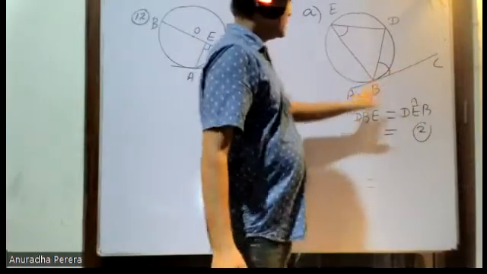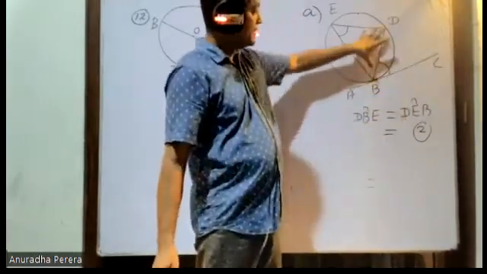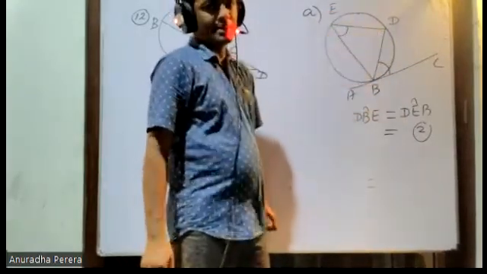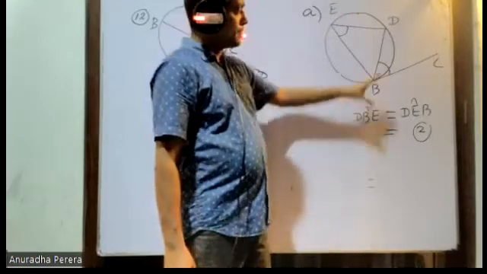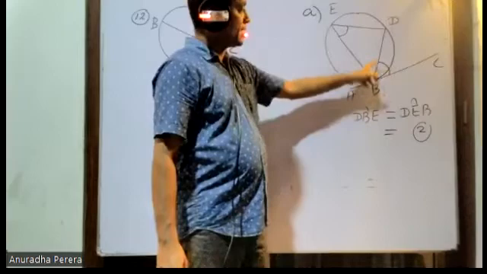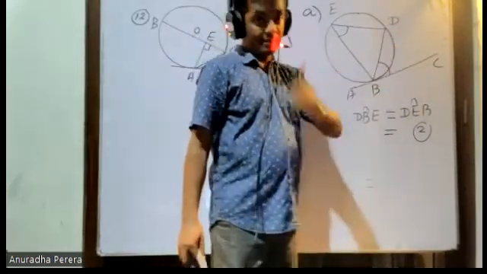Angle between the tangent and chord is equal to angle in the alternate segment. Alternate segment means, how can you define the alternate segment? The opposite segment, this angle. So if you take this angle, the alternate segment is this side. That is our last theorem.